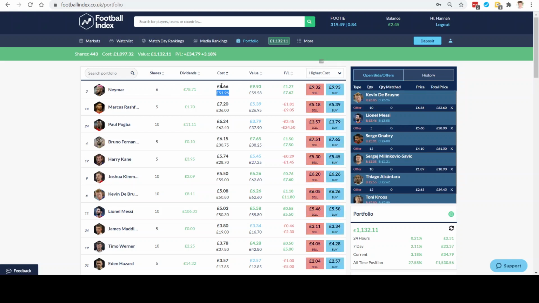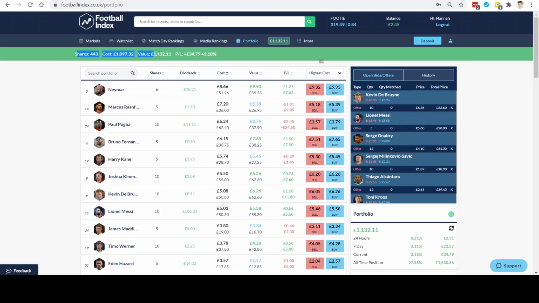So that is obviously 866 times by 6. It also does the same for the current value of the share. So that's the current share price, that's the price you bought it at. And it also shows you the profit or loss per share for that player as well. So as you can see, since Neymar was purchased on this test platform, it's gone up £1.27, and the overall profit with the 6 shares is £7.62 so far. Obviously you've got the sell button there as well, and the buy price of that player currently.